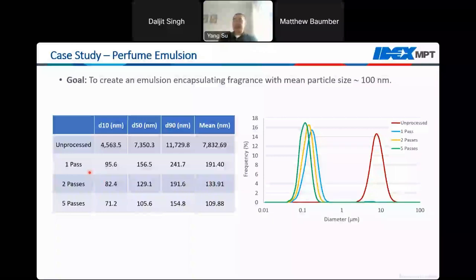And every additional pass through the system will further reduce the size of this emulsion. And after 5 passes, we were able to successfully achieve the goal in this study here with the mean particle size just slightly over 100 nanometers, as shown in this green curve here. You can see the beautiful shift from the large particles to the smaller particles after processing.